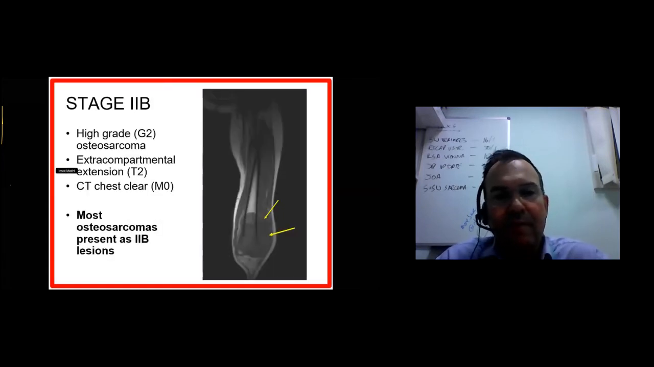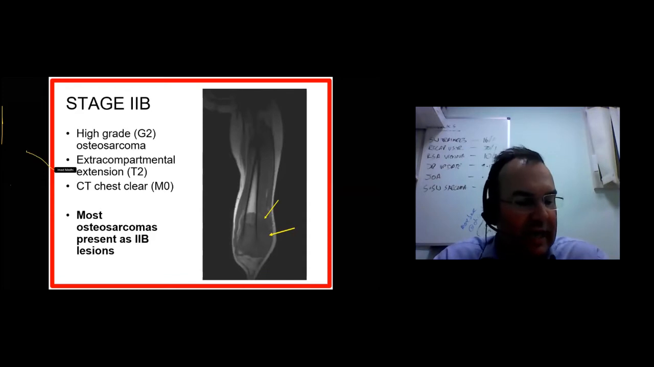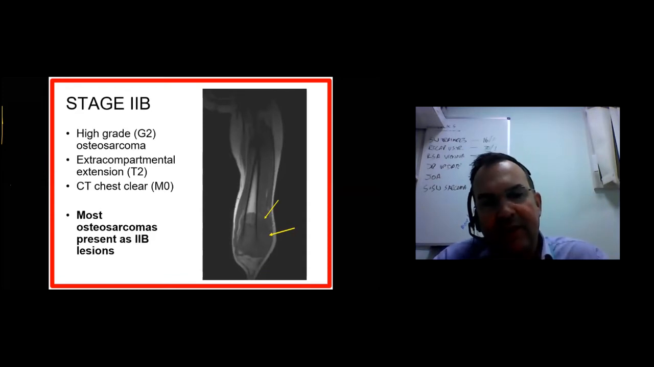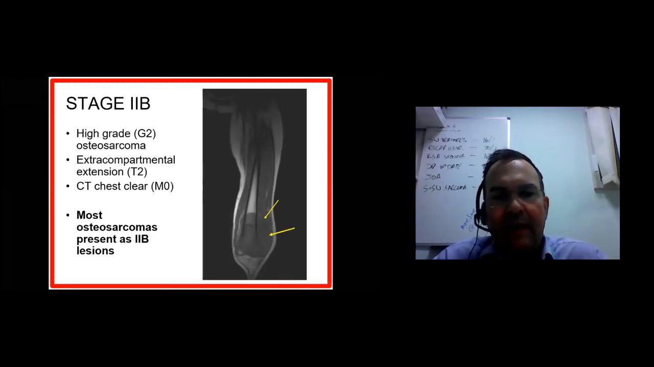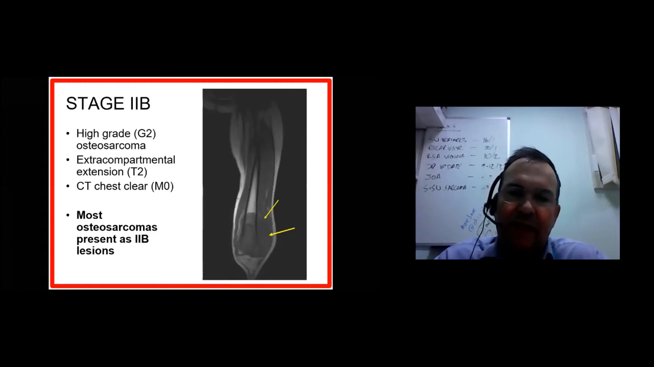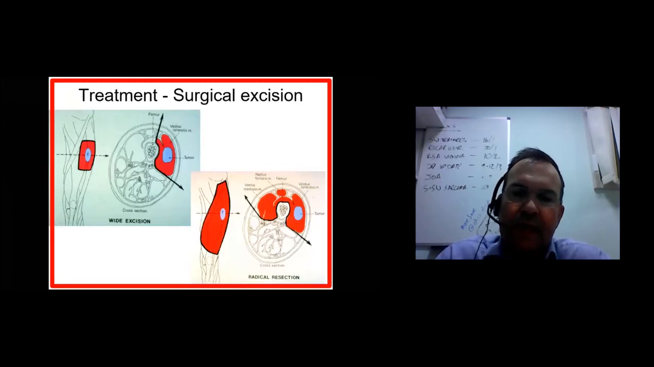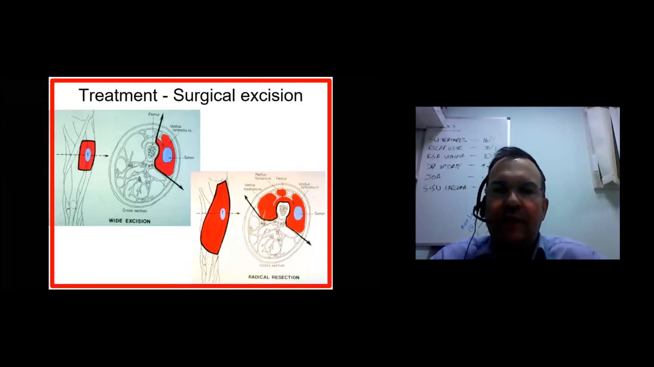Now, here's that slide I was talking about. You just might want to mention in terms of staging that most osteosarcomas that we see will usually present as a 2B lesion. So fortunately, by the time we get them, usually the chest is clear. There is a degree of extracompartmental extension, but we can usually employ limb salvage and preserve the limb by resecting the tumor. Be able to talk about the different degrees of resection that we undertake.